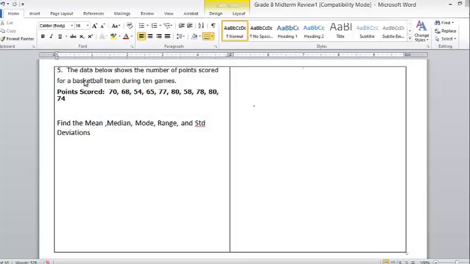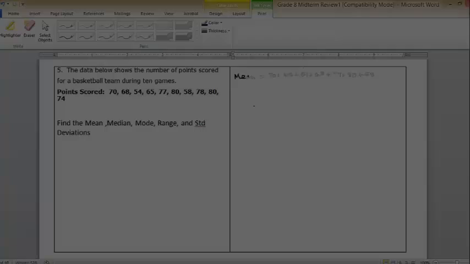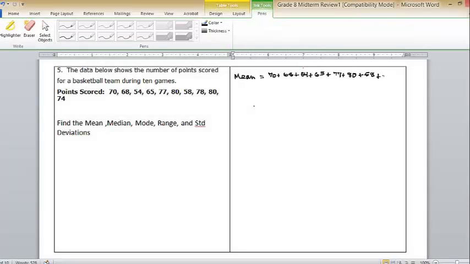In this example, it says the data below shows the number of points scored for a basketball team during 10 games. So here you have your data set, and they want you to find the mean, median, mode, range, and standard deviations. First thing we're going to find is the mean.